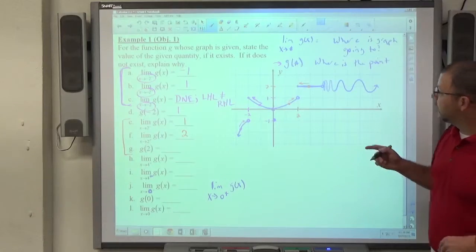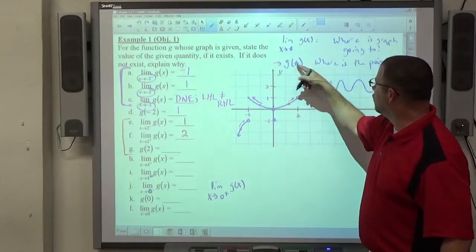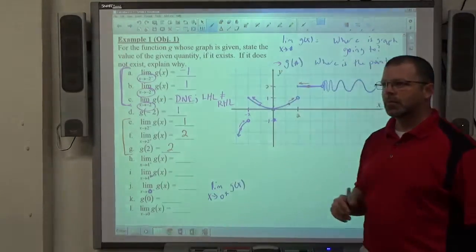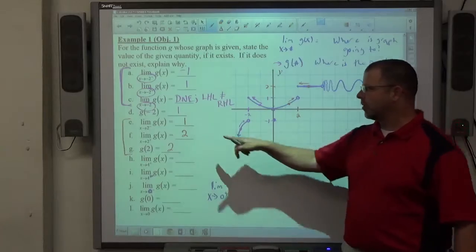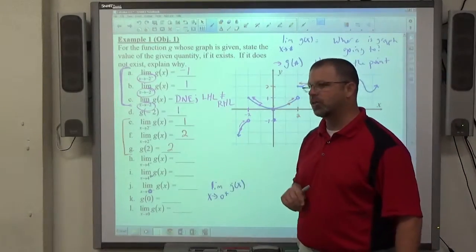I don't name these things, I just know what they're called. And then when we look at g of 2, again, I've got an open circle here, I've got a closed circle there. Closed circle counts for g of number. Where's the point? The point's right there, so the answer is 2. Okay. It doesn't have to equal either one of these numbers. It does happen to equal that in this case. When we get down to the 0, you'll see.